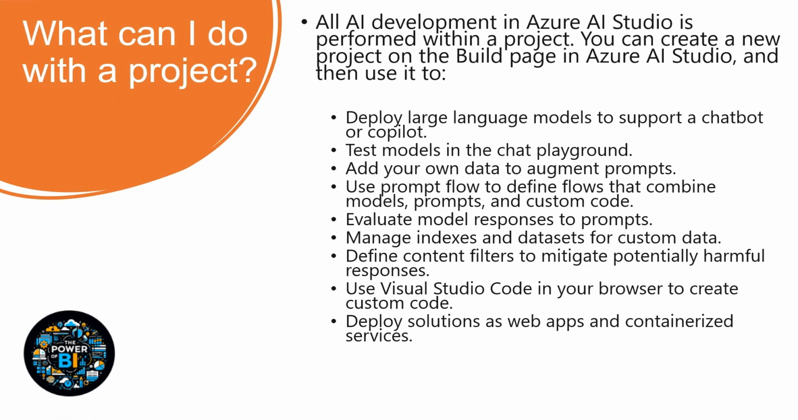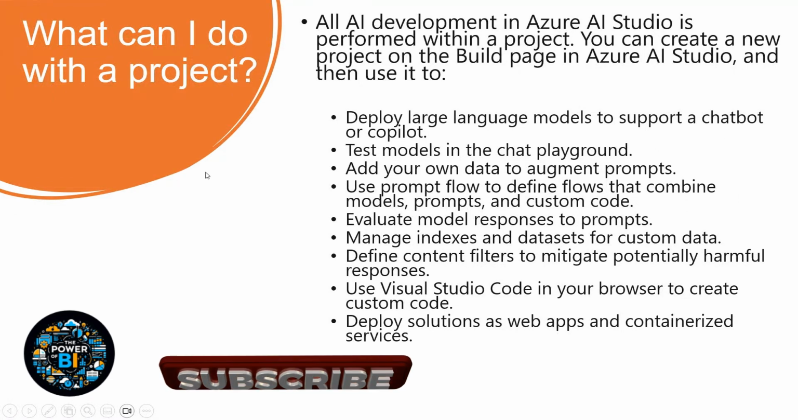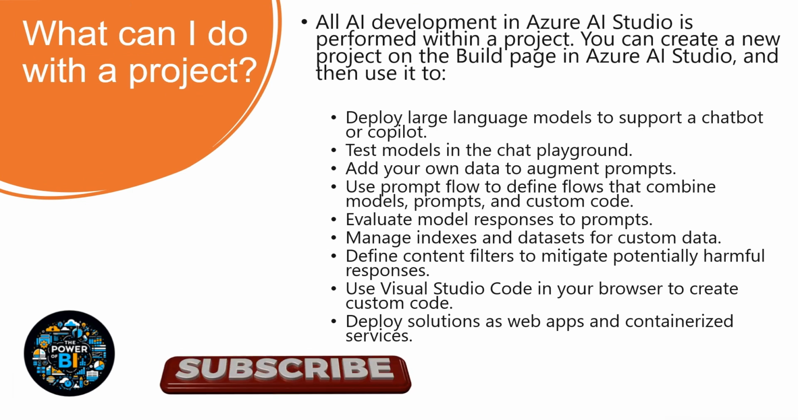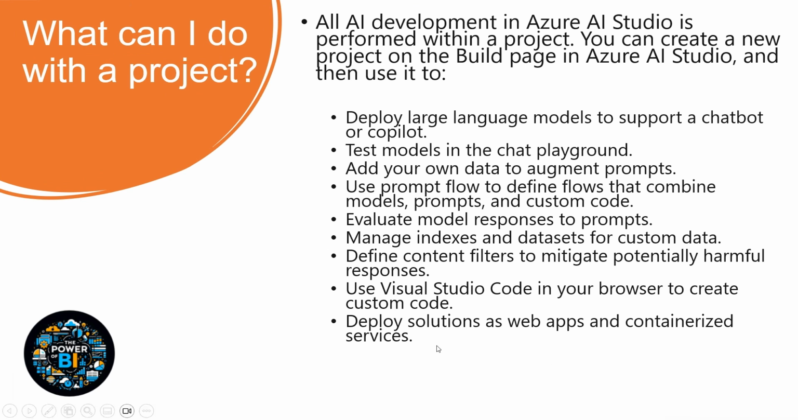In order to create projects, here are some of the features that we are able to use in a project, like deploying a large language model to support a chatbot, or testing the models in a chat playground. Add your own data for the prompts, create the model, and evaluate the responses based on the prompts. We also include content filters to mitigate potentially harmful responses, and use Visual Studio Code to create custom code in the browser itself, and ultimately deploy a solution in a website or web applications.